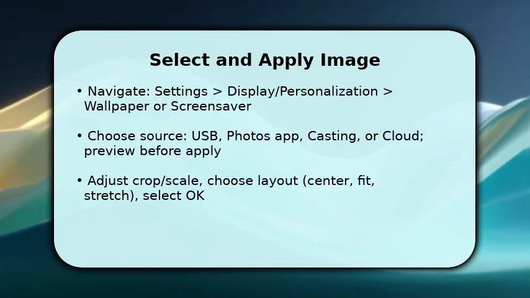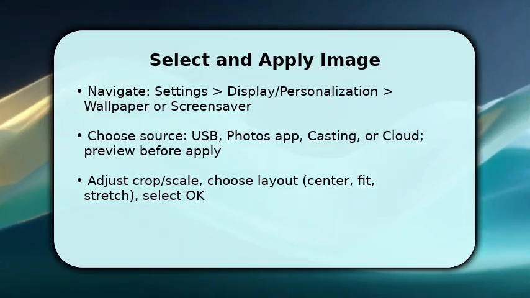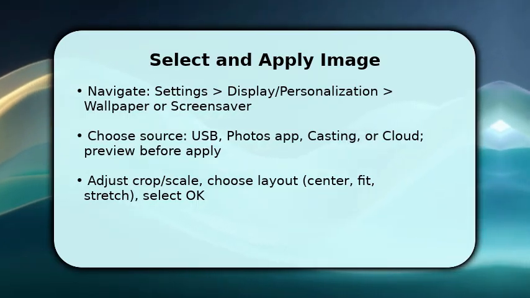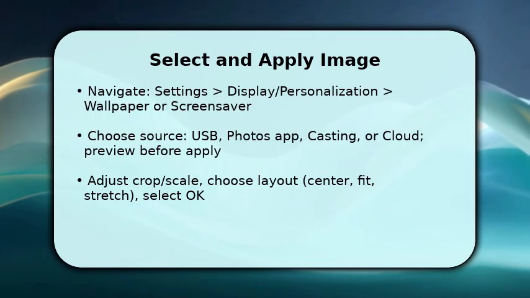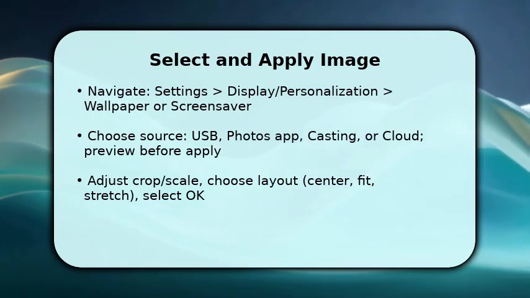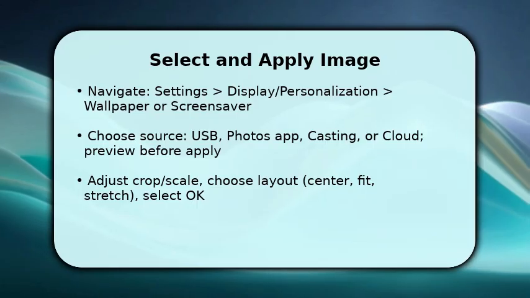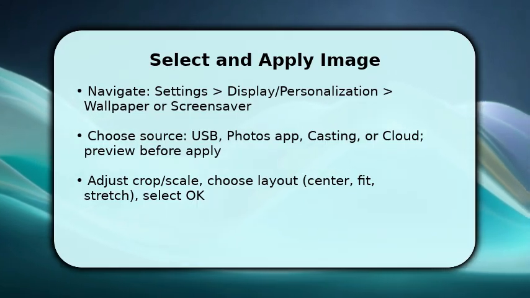Go into Settings, then Display or Personalization, and open Wallpaper or Screensaver. Choose the source: USB, built-in photos, casting from phone or cloud storage, and let the TV load thumbnails. Use the preview to crop or scale. Make sure the aspect ratio fits the screen to avoid stretching.